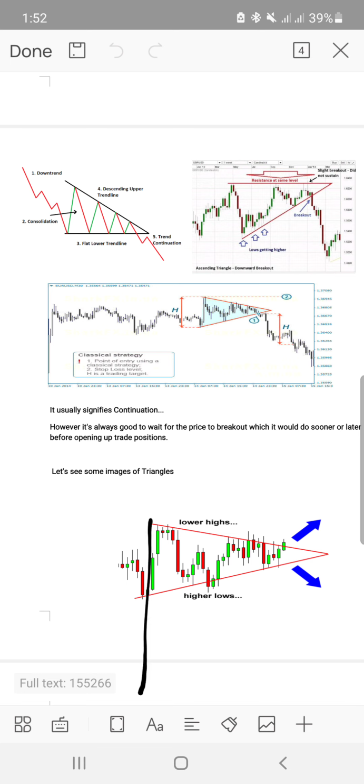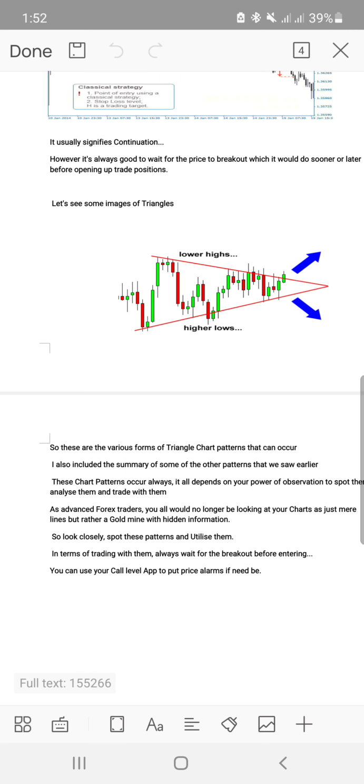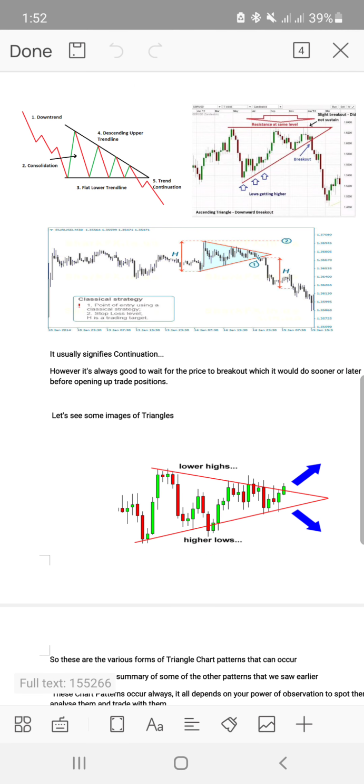This one here is an example of what? Symmetrical triangle. These are our lower highs. These points are lower highs. These are higher lows. You understand? I remember I said that a symmetrical triangle can break out on any side. So these are just some of the things you need to understand, right?